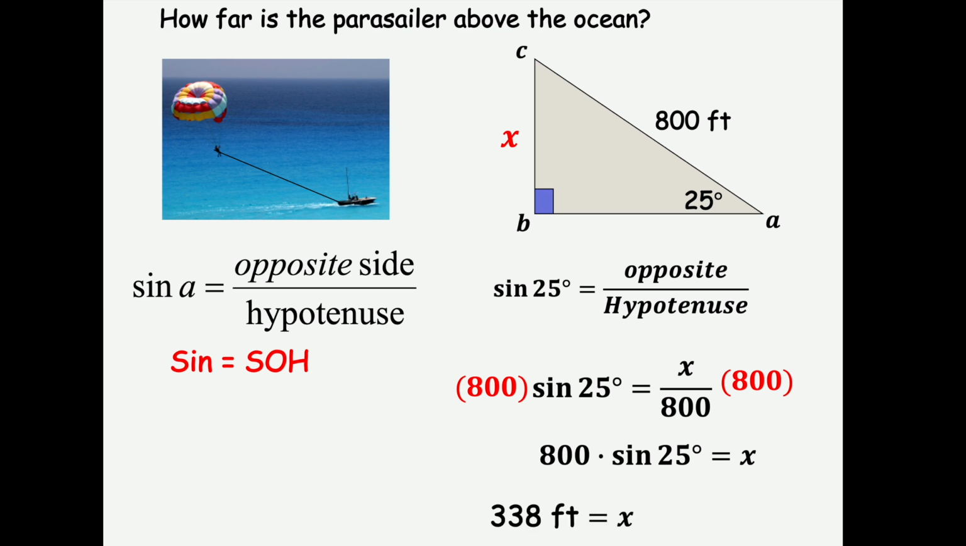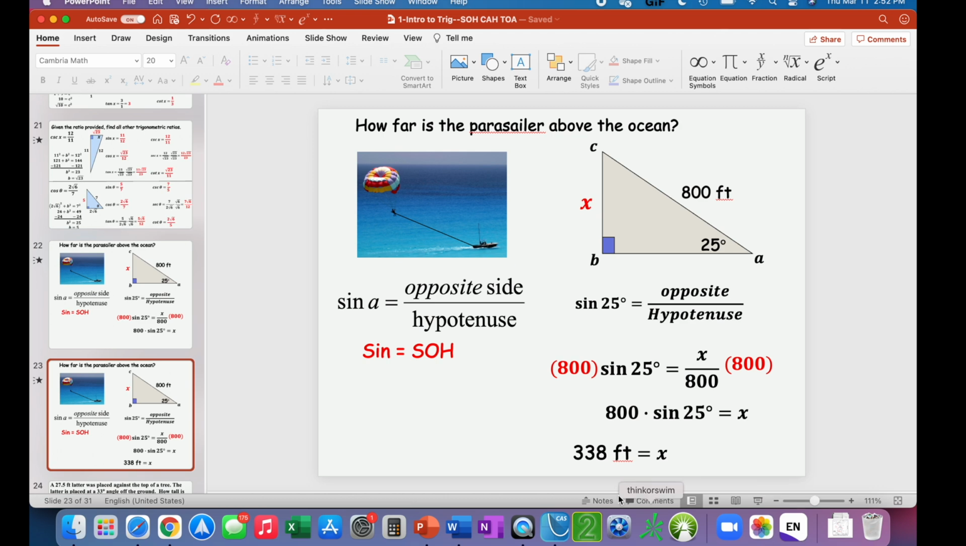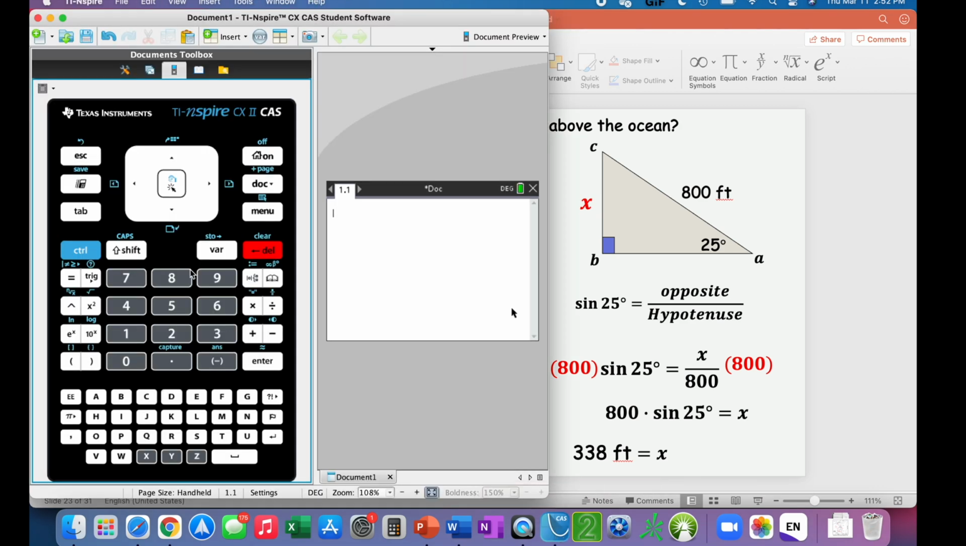Now, let's show you how to do that on your calculator. So I'm going to bring up my calculator here. On this calculator, here's your trig button. You're going to love this one. We're going to use this all the time. So trig, and then we go right here. That's sine, cosine, tangent, cosecant, secant, cotangent. So it's got all of these. Okay, so we're going to use the sine button.